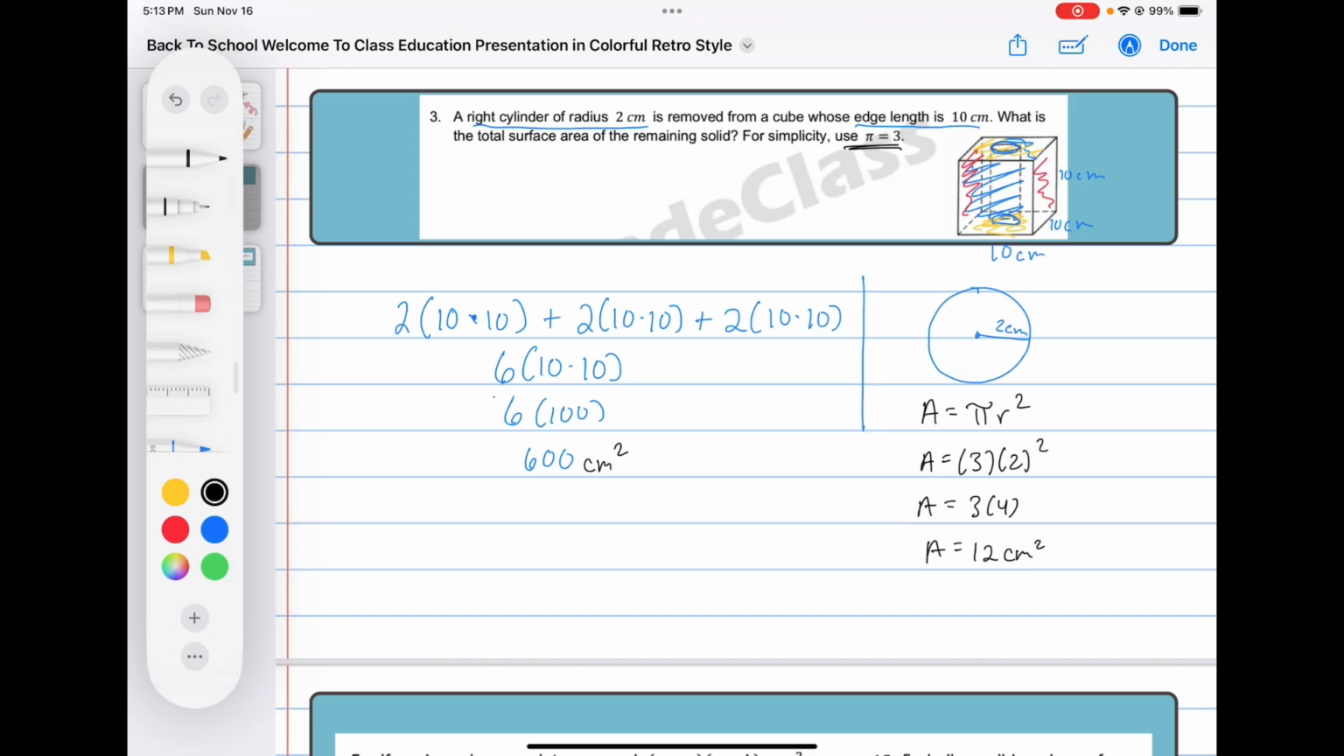So that's the top circle that was taken out when you took that cylinder out. We had another place on the bottom of the figure that was also being taken out, so really we multiply that by 2. So we're going to take that away from 600, and that gives us 600 minus 24, which is 576 centimeters squared. And that's going to be the surface area of the final figure once the right cylinder was taken out. Okay, so that would conclude that problem.